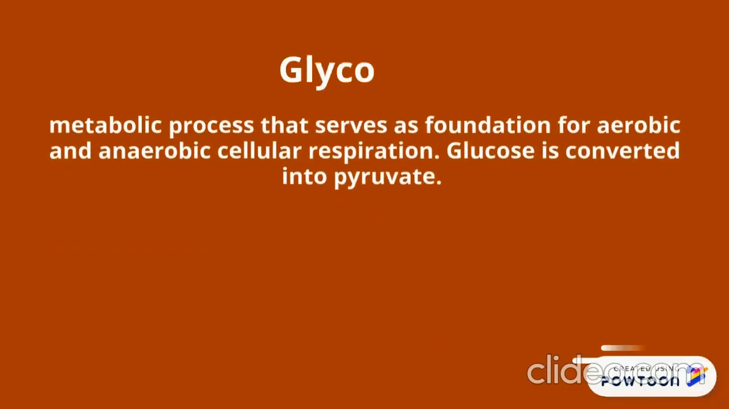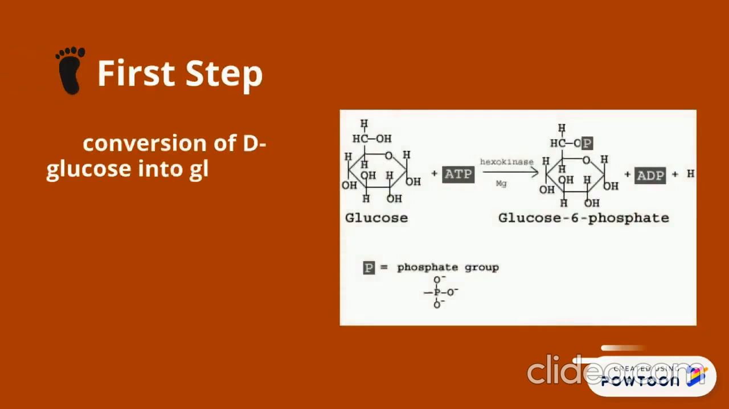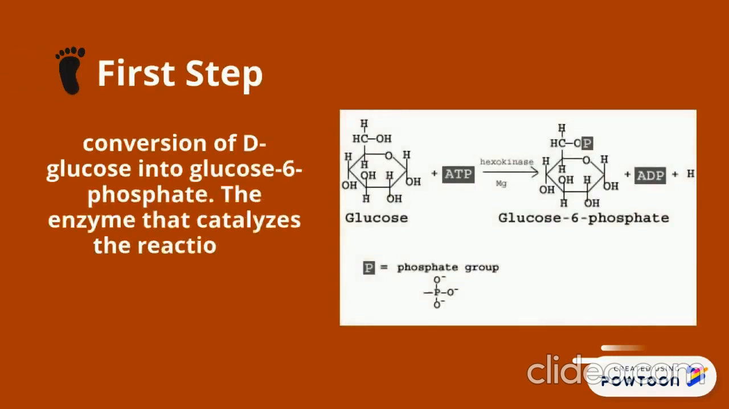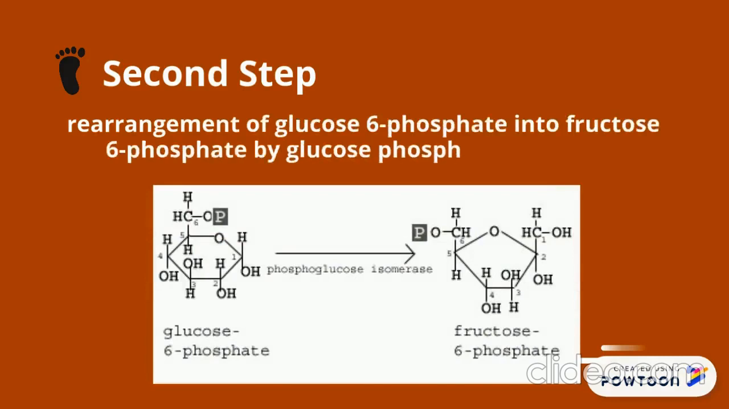Glycolysis is a metabolic process that serves as the foundation for both aerobic and anaerobic cellular respiration. In glycolysis, glucose is converted into pyruvate. The first step in glycolysis is the conversion of D-glucose into glucose 6-phosphate. The enzyme that catalyzes this reaction is hexokinase. The second reaction of glycolysis is the rearrangement of glucose 6-phosphate into fructose 6-phosphate by glucose phosphate isomerase.